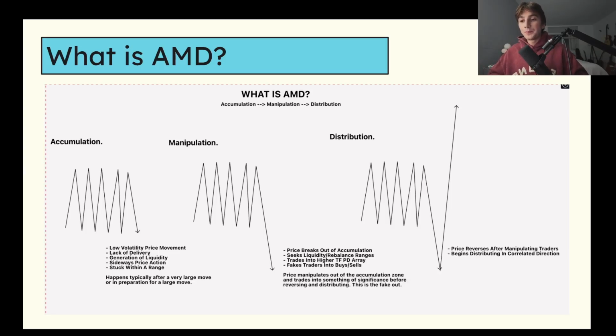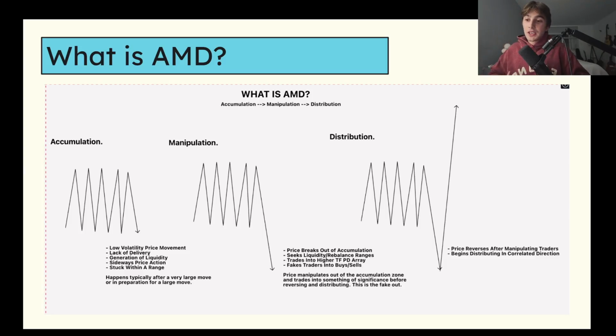Okay, what does that mean? In other terms, it is looking to take out some significant sell side or buy side, or to rebalance or hit an unfilled fair value gap, similar to the MEC model, right? So what the MEC model will teach you is that price wants to mitigate these unfilled fair value gaps because those are imbalances in ranges. That's what rebalancing ranges means. So when price is manipulating out of an accumulation zone, it's usually either seeking a significant liquidity pool or it's looking to rebalance an unfilled fair value gap.